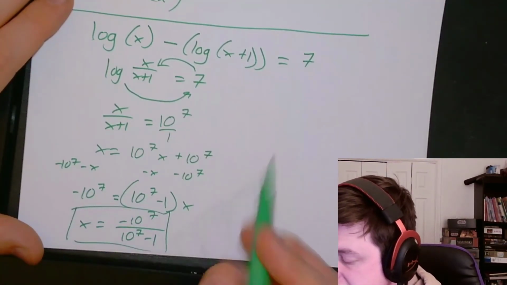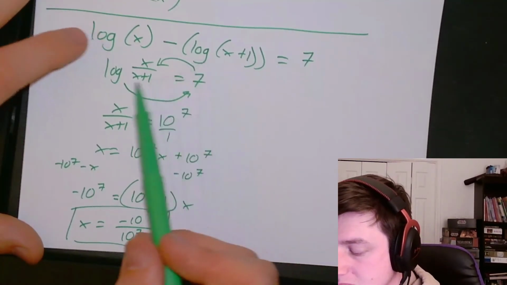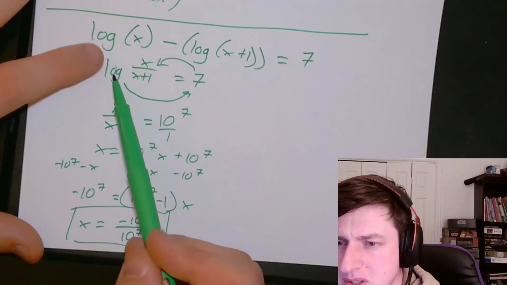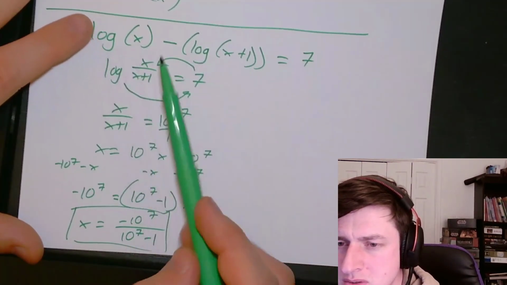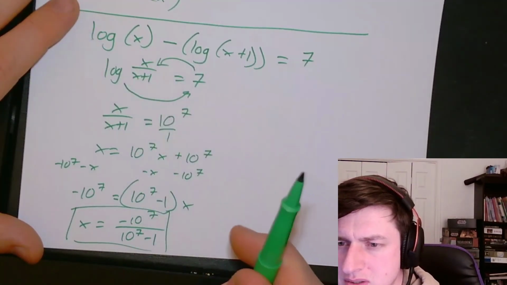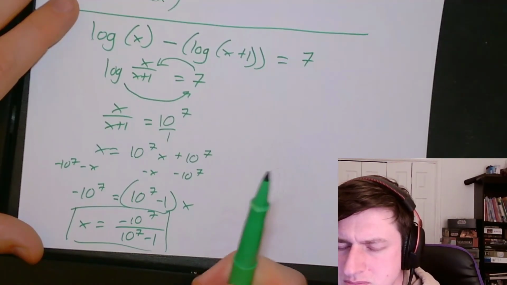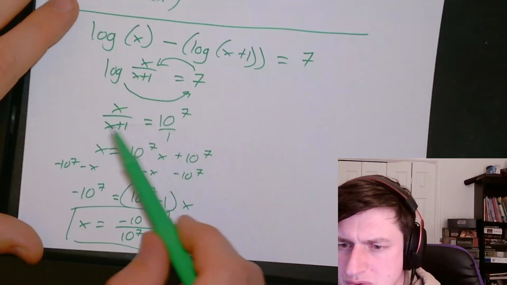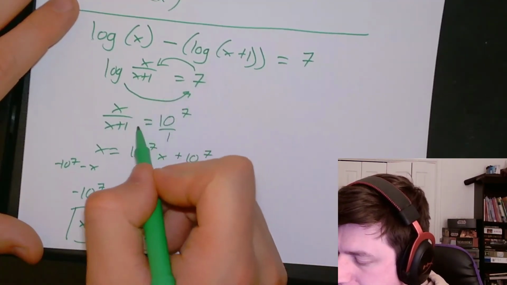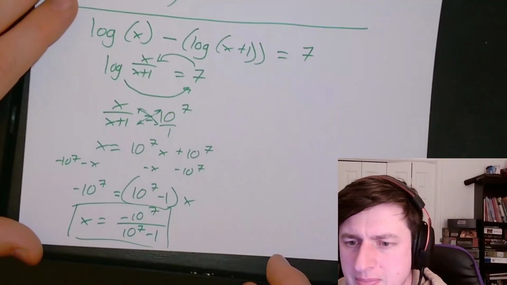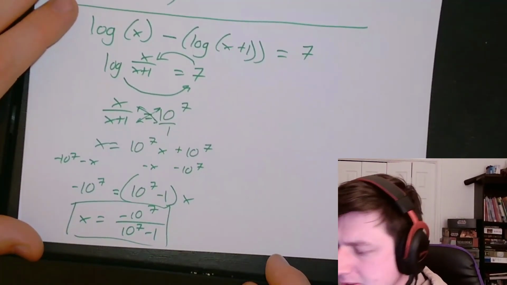But the gist is the same. We combined these two logarithms using our logarithm property. So we did subtraction into division. Then we rearranged and then used cross multiplication here and then solve for x. Okay.